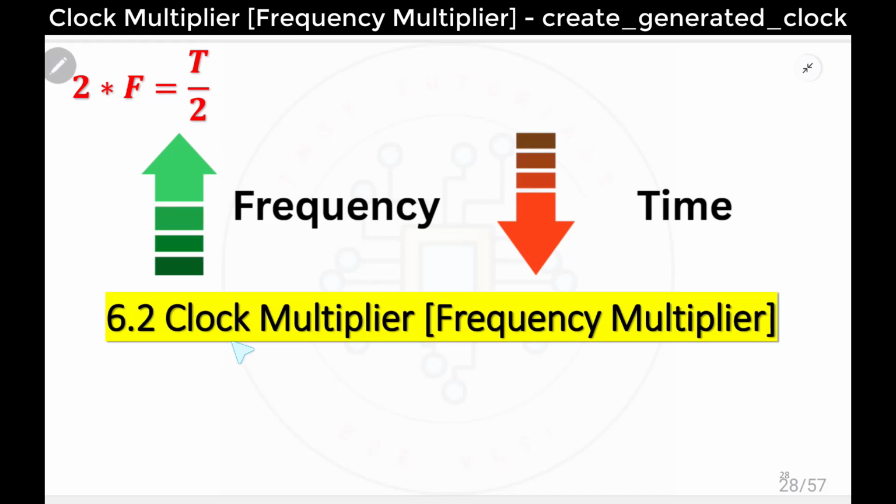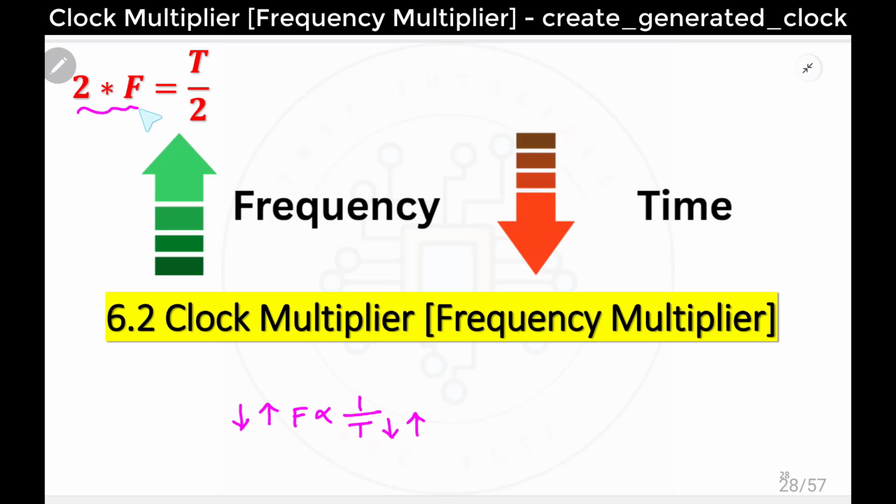So the next concept is clock multiplier, which is also called frequency multiplier. In a frequency multiplier, whenever frequency increases, time period will reduce. Simply remember this relationship: frequency is inversely proportional to time period. When frequency is increasing, time period will decrease. When frequency decreases, time period will increase.